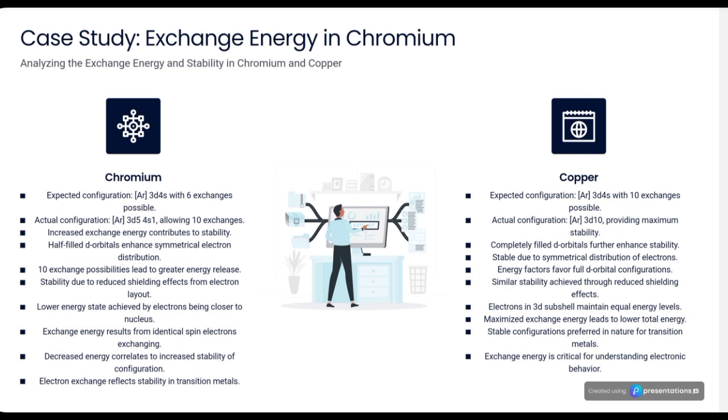Exchange energy in chromium reflects the stability in the transition metals. Likewise, exchange energy is critical for understanding the electronic behavior in copper. Why? Because its d subshell is fully filled. That is how they attain stability in their d suborbital. So the final conclusion is that that's it for the stability of copper and chromium.